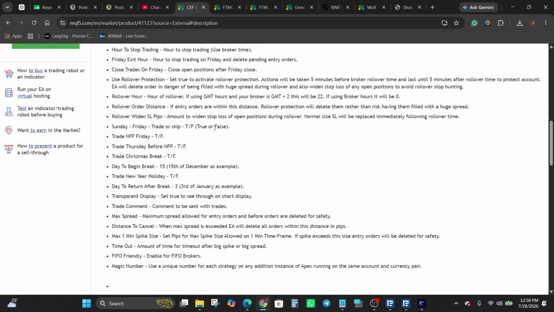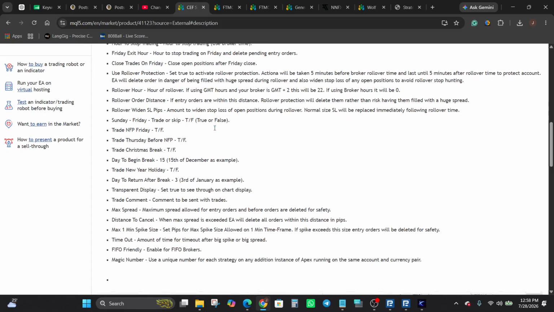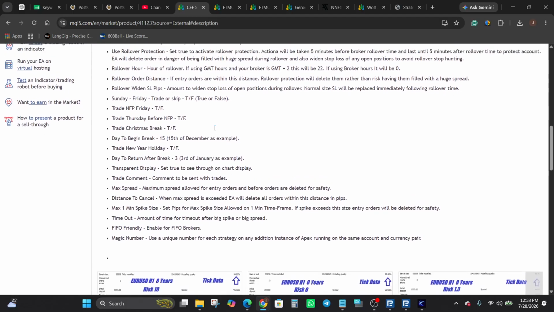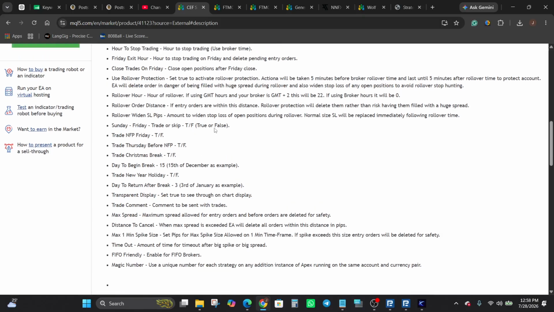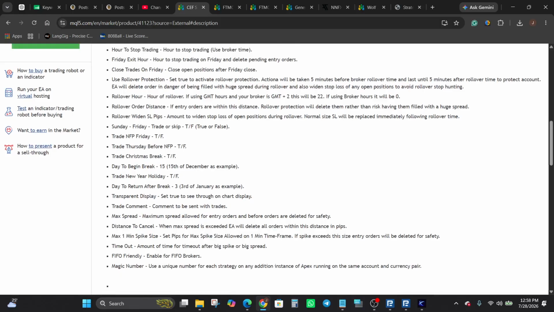Safety-wise, there is a maximum spread filter that deletes nearby orders if exceeded, a maximum 1 minute spike filter that removes orders during sudden volatility, and a timeout period after either event. It's also described as FIFO friendly for brokers that require it. Now, let us get into the historical testing.